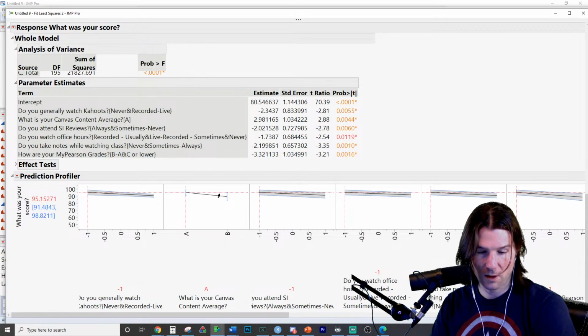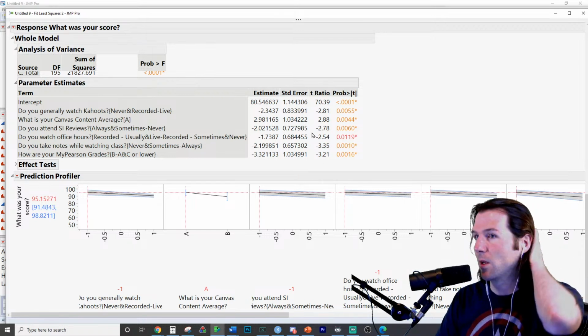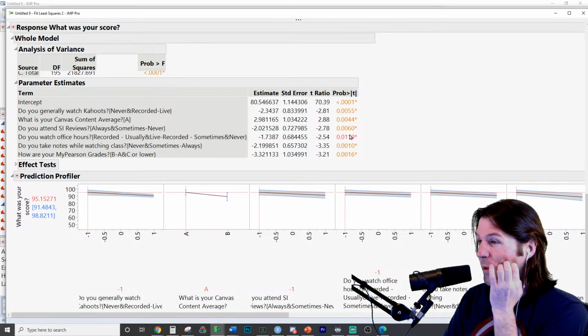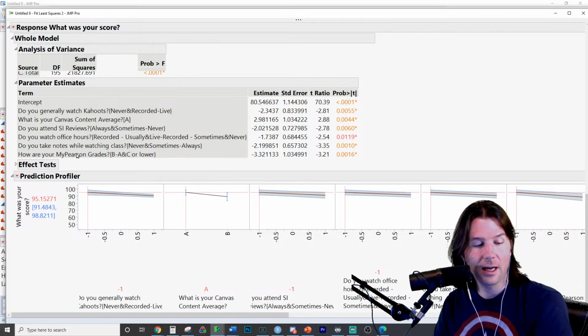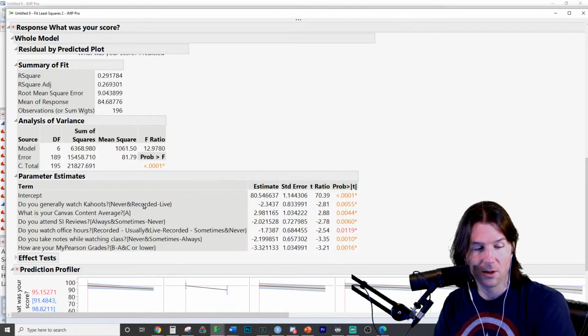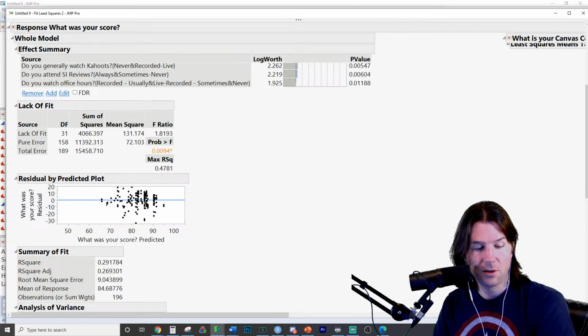And probably even better than this, we're going to go here, and everything is statistically significant in this model. So everything accounts for, with the other variables in the model, accounts for variation in the model, like going to SI, your grades on Pearson. All of this came out statistically significant right here. Explains 30% of the variation. Residuals look kind of interesting. A little bit of heteroscedasticity there.